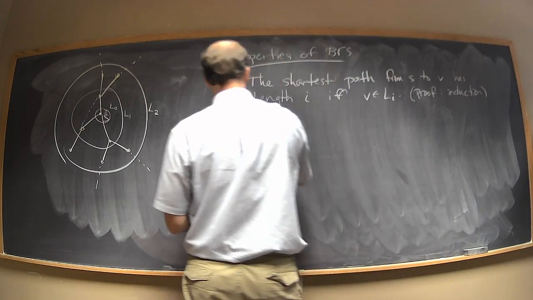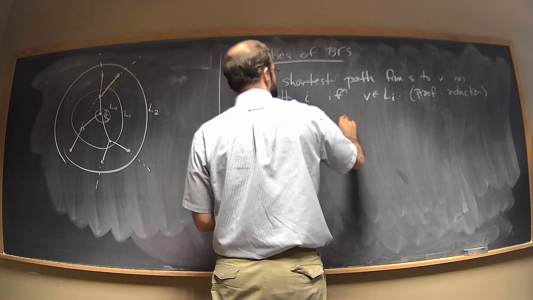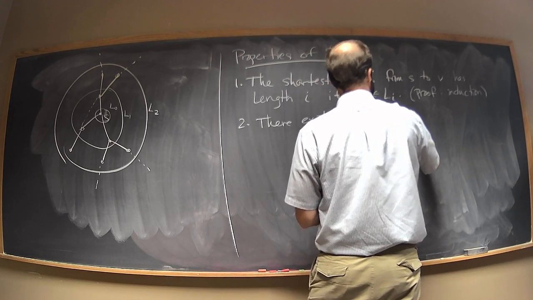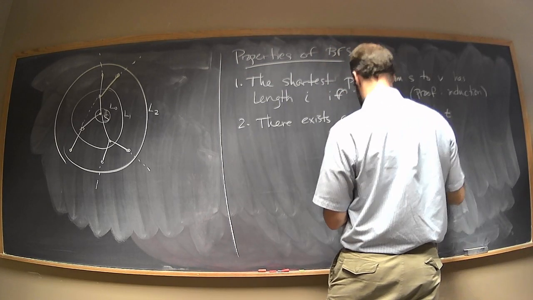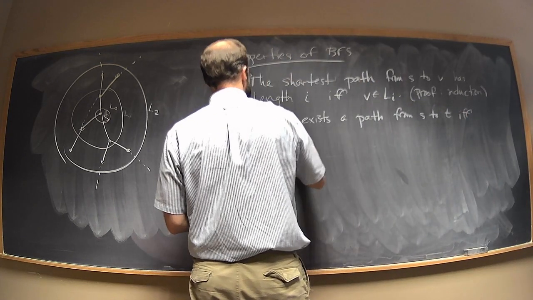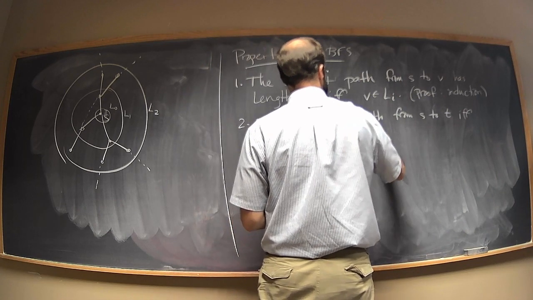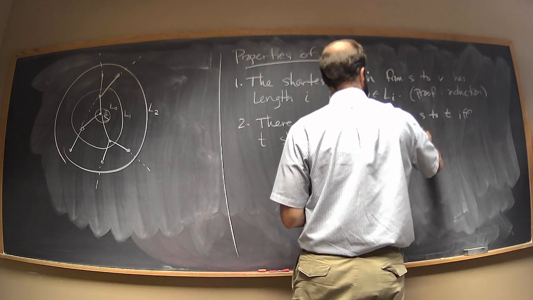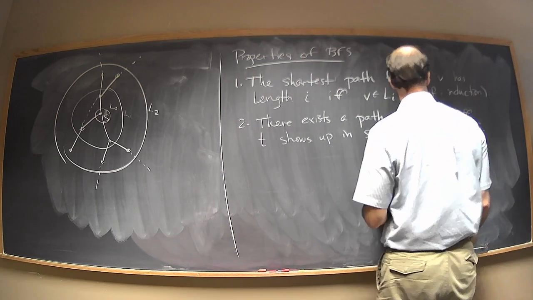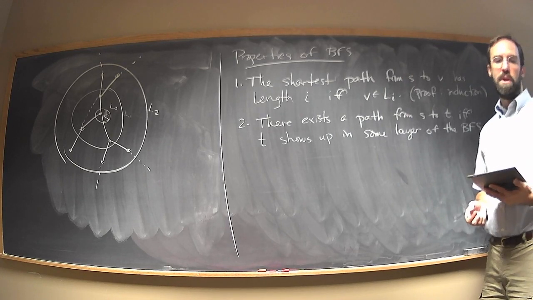Number 2, there exists a path from S to T if and only if T shows up in some layer of the breadth-first search. Again, hopefully that seems kind of obvious.